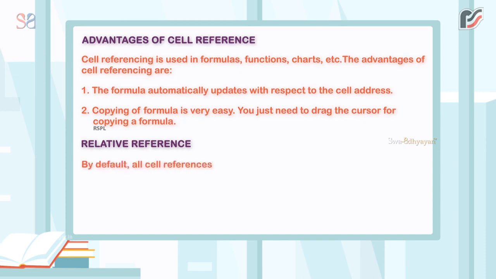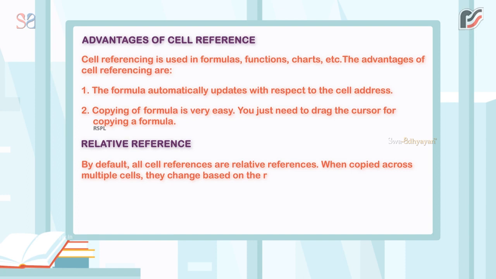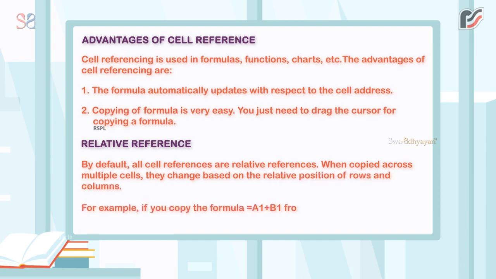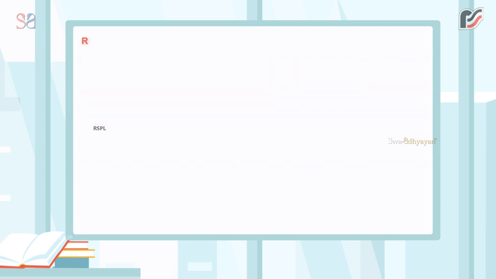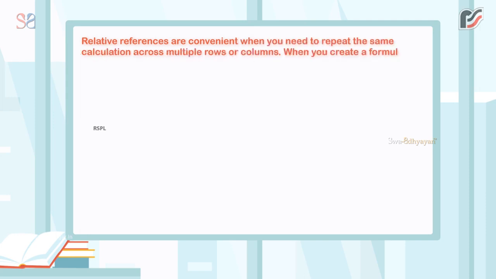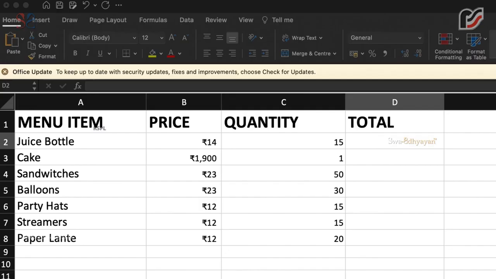By default, all cell references are relative references. When copied across multiple cells, they change based on the relative position of rows and columns. For example, if you copy this formula from row 1 to row 2, the formula will become this. Relative references are convenient when you need to repeat the same calculation across multiple rows and columns. When you create a formula, references to a cell or range are usually based on the position relative to the cell. Here is an example of relative reference.